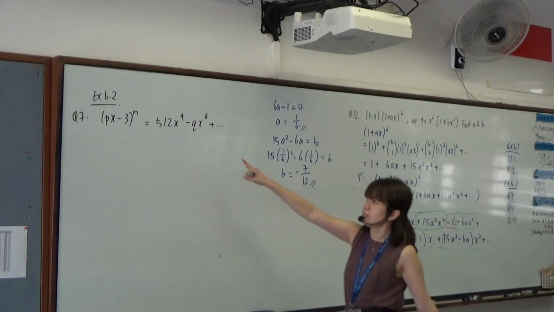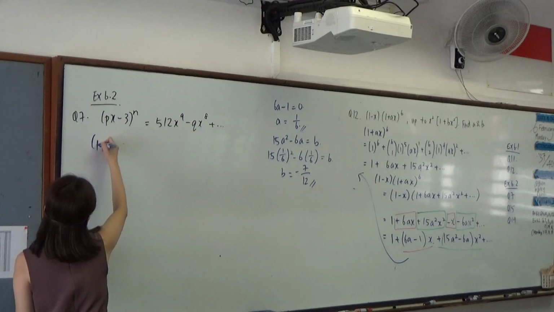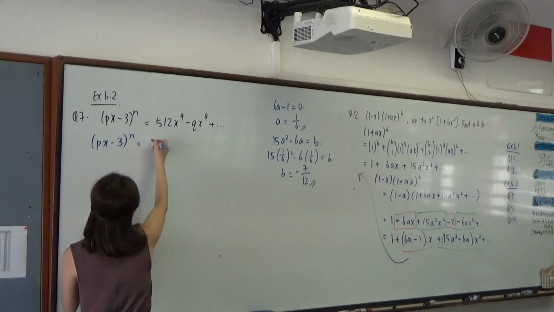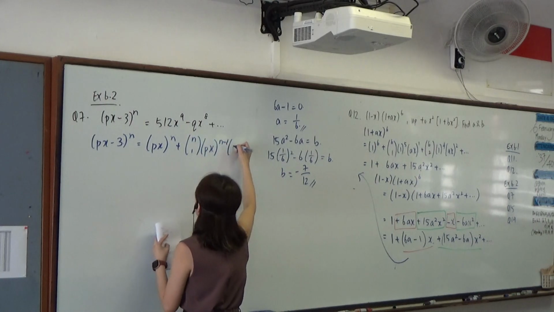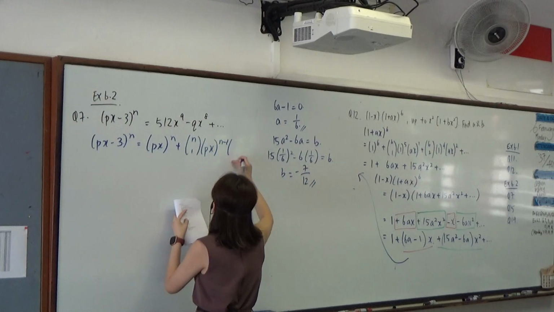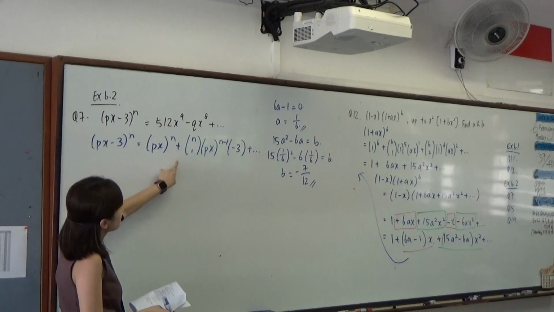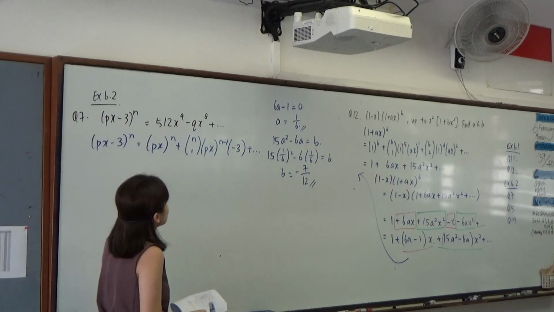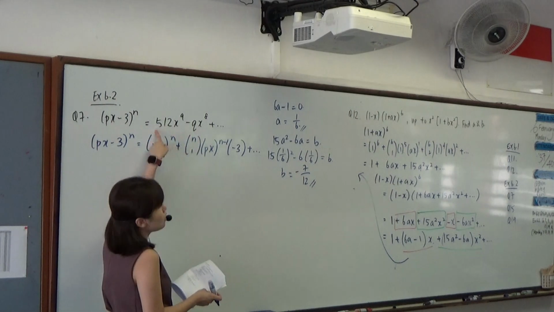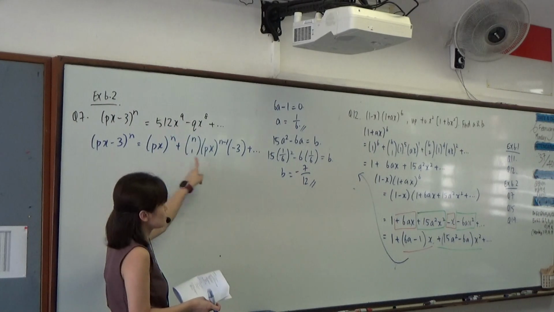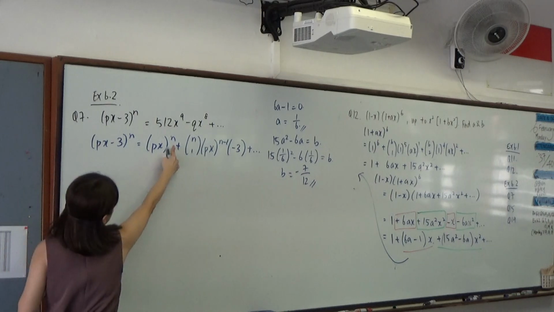What we need to do in this case is the same logic that we did in question 12 earlier. We go about expanding px minus 3 to the power of n first: px to the power of n with brackets, n choose 1, px bracket power n minus 1, and then negative 3. Because the question only told us that the expansion only gives the first two terms, I only expand up to the first two terms. Then because the power is 9, we can conclude that n must actually be 9.